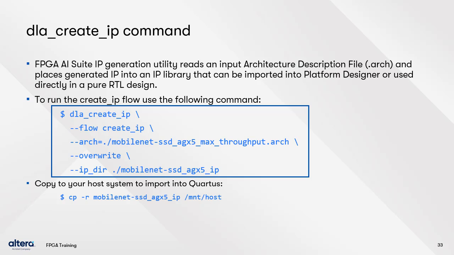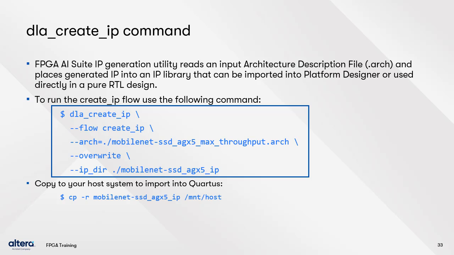Use the architecture option to specify one or more architecture description files. Use the architecture directory option to specify a directory that contains one or more architecture description files. All architecture description files in the directory are added to the IP library. Use the IP directory option to specify the output FPGA AI Suite IP library directory. If unspecified, the default value of AI Suite root directory is used as the IP library directory.